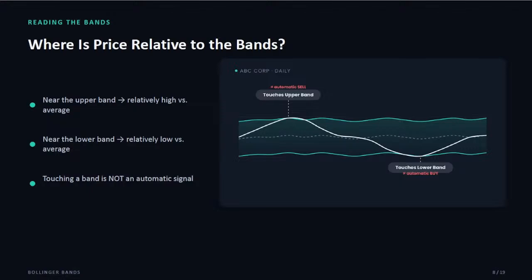Now here's the trap that almost every single beginner falls into, and I want to call it out directly. They see price touch the upper band, and they immediately think, sell, it's overbought. Or they see price touch the lower band and think, buy, it's oversold. This is the single most common Bollinger Band mistake in existence, and I want you to unlearn it right now if you've picked it up anywhere else. Touching a band is not, by itself, a signal to do anything. All it tells you is that price is currently sitting at a statistical extreme relative to its own recent behavior.